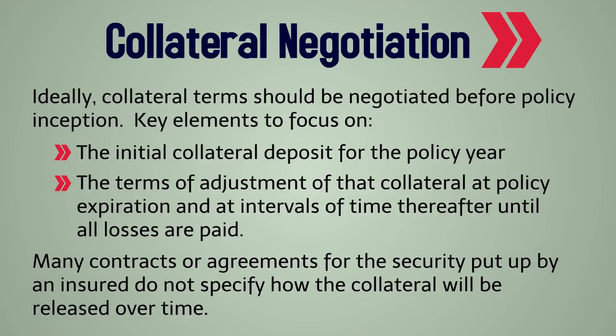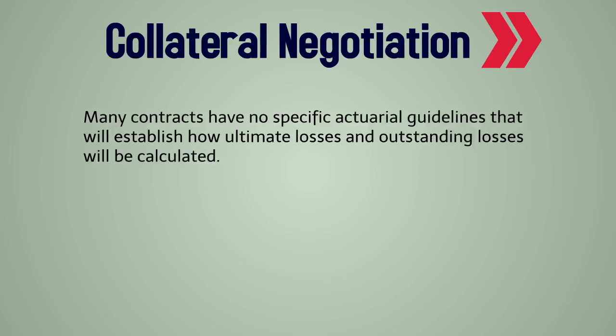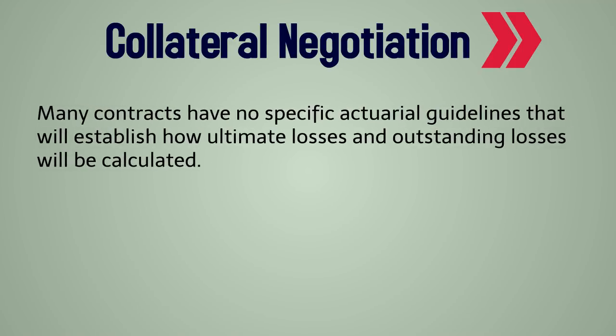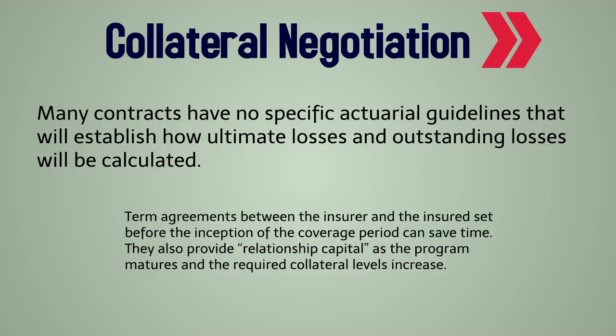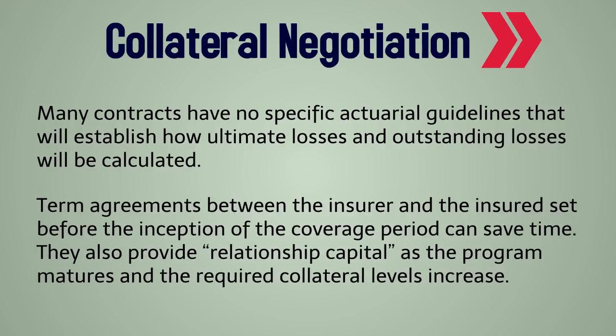Many contracts or agreements for the security put up by the insured do not specify how the collateral will be released over time. Many contracts have no specific actuarial guidelines that will establish how ultimate losses and outstanding losses will be calculated. Term agreements between the insurer and the insured set before the inception of the coverage period can save time. They also provide relationship capital as the program matures and the required collateral levels increase.